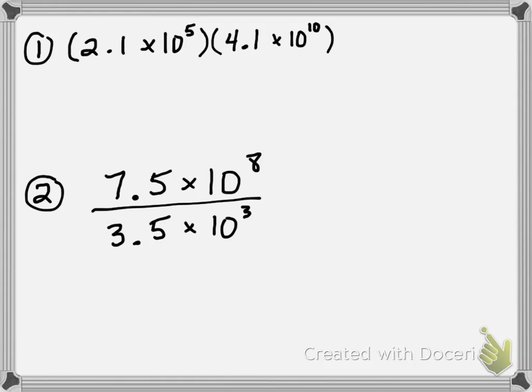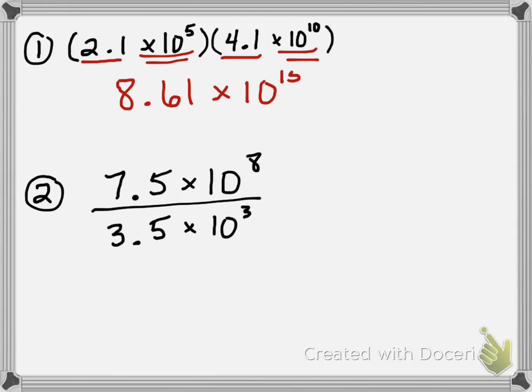Let's look at number 1. We're multiplying. Like we just said, we multiply the two numbers together first. So 2.1 times 4.1 gives me 8.61. Then I multiply the tens together. 10 to the 5th times 10 to the 10th is 10 to the 15th. And that's my answer. I don't have to change anything this time because there's one number in front of the decimal, so that works out. So I'm done.